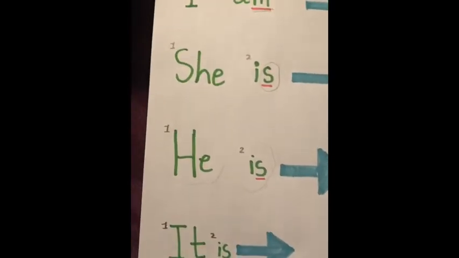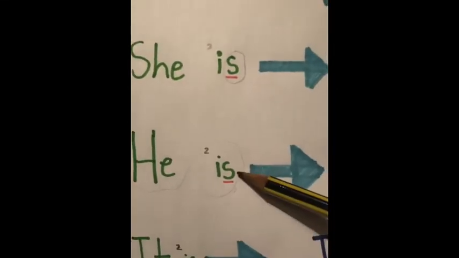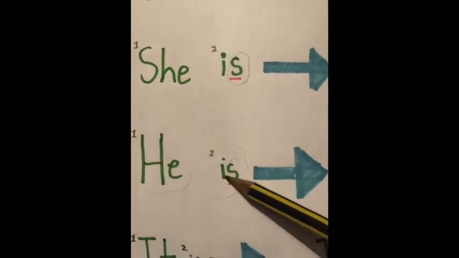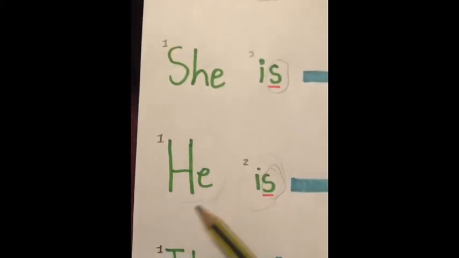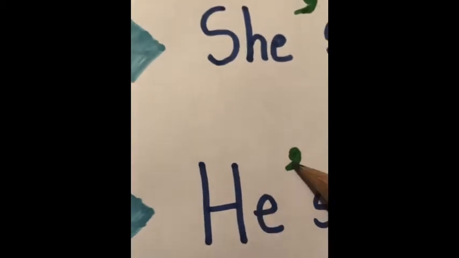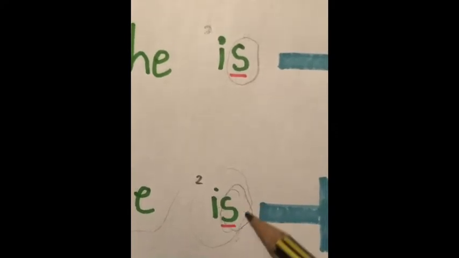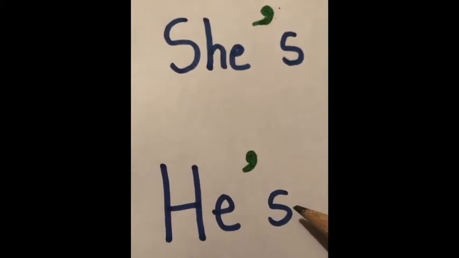We look and we ask ourselves, what is the last letter of the second word? What is the last letter of the helping verb is? Excellent. The last letter is S. Okay? So, first of all, we write the first word as it is, he. Then we put an apostrophe directly after the first word. He, apostrophe. Then we ask ourselves, what is the last letter in is? It's S. So we write S after the apostrophe. Okay?